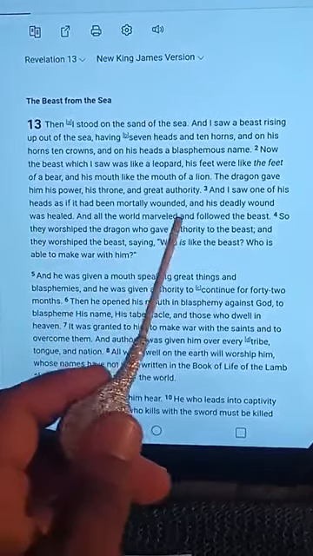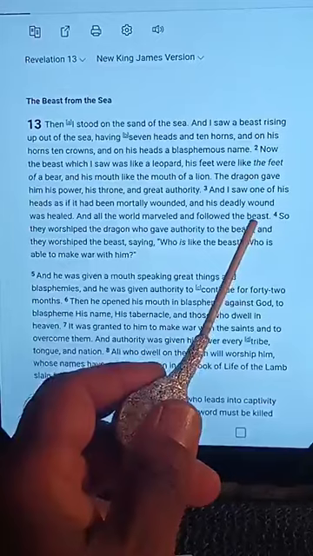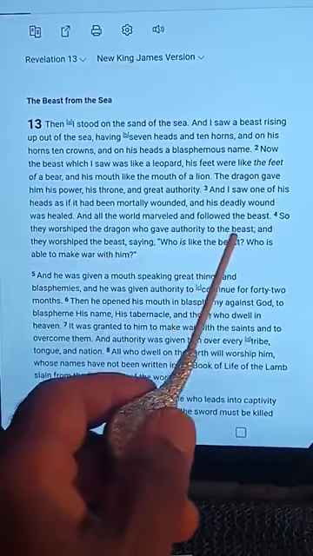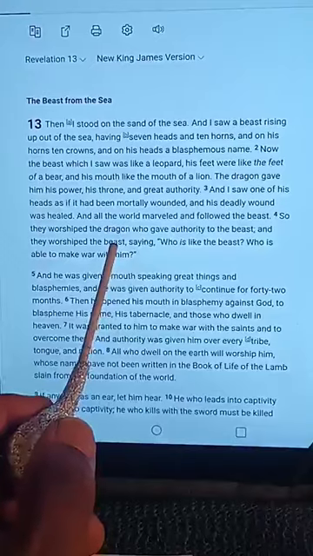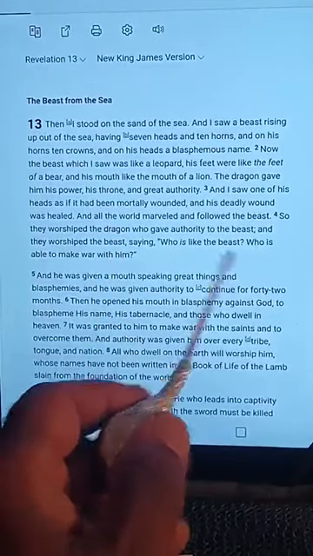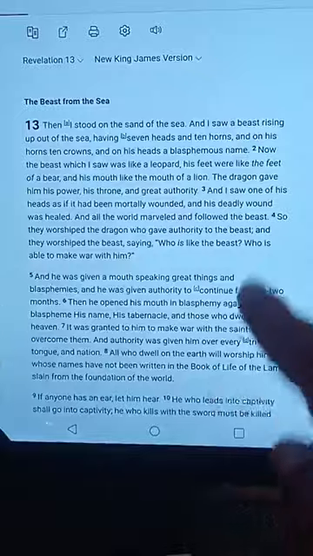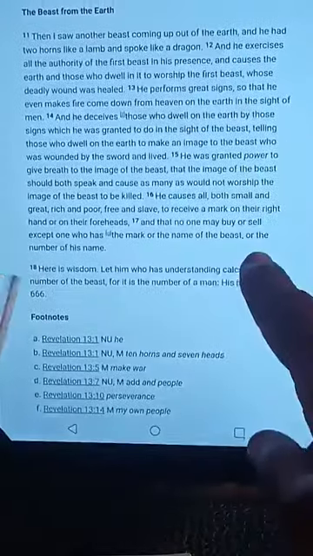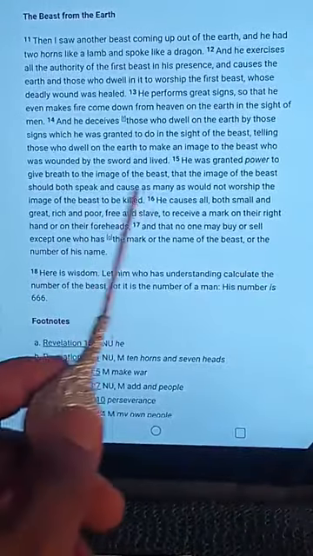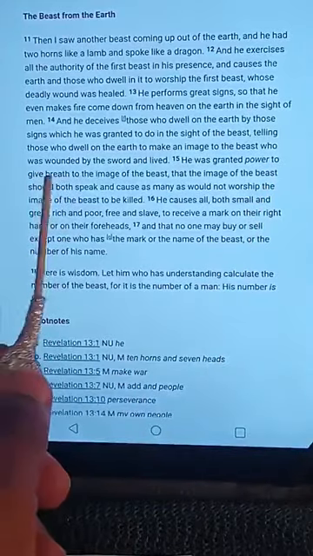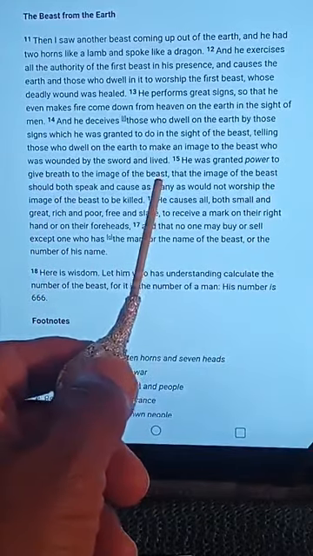And all the world marveled and followed the beast. So they worshiped the dragon who gave authority to the beast. And they worshiped the beast, saying, who is like the beast? Who is able to make war with him? He was granted power to breathe. So Satan breathes power into the image of his father, the beast.